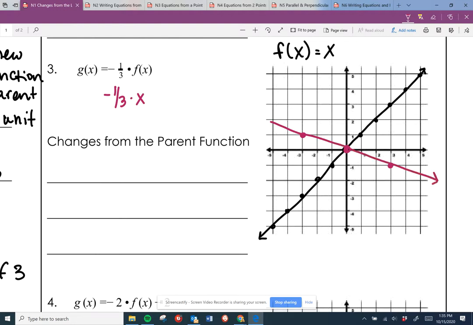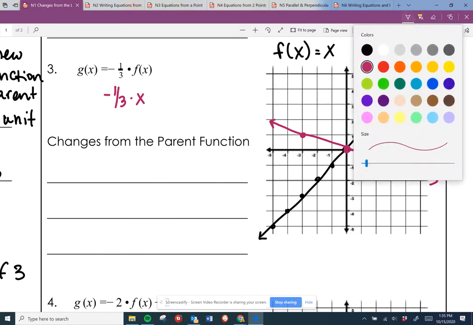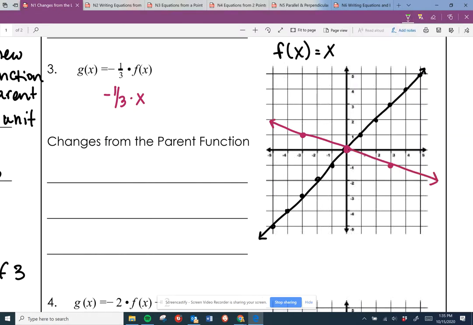So this actually has 2 changes associated with this here. We have one change that is associated with this negative, and then we have a second change that is because of the 1/3, okay? So let's do the 1/3 first. I'm just going to write it in blue so you can see where it came from. There is a rate of change decrease by a factor of 3, or excuse me, 1/3.